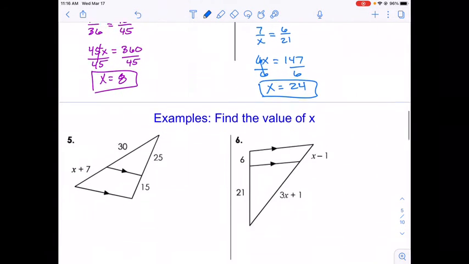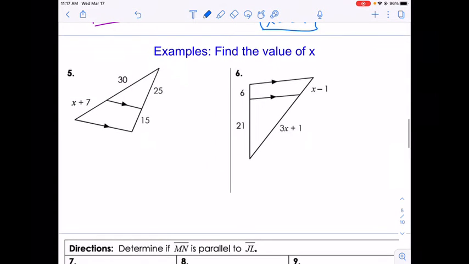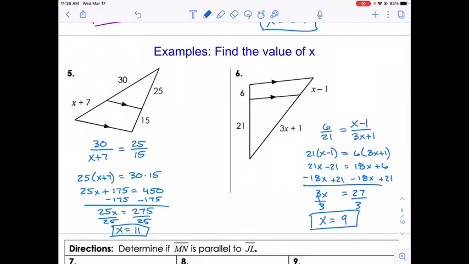All right, so pause your video and now let's try number 5 and 6. All right, let's see how you did. So we have 30 over x plus 7 equals 25 over 15. Now you could also reduce this by 5 to become 5 over 3 to make it smaller numbers to multiply through. So you get 25 times x plus 7 equals 30 times 15 when we cross multiply. 25x plus 175 is equal to 450. We're going to subtract 175 from each side, and that gives us 25x is equal to 275. Divide by 25 and gives us x is 11.